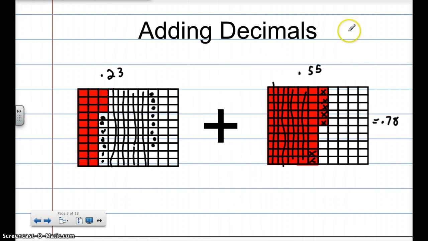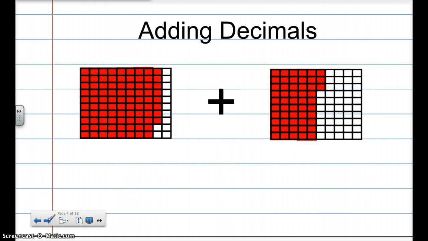Now I'm going to add 23, line up my decimal with 55 hundredths, 5, 6, 7, 8, 5, 6, 7, check, bring down my decimal, and I'm correct. Okay, let's add this one. Oh, this is going to get tricky.